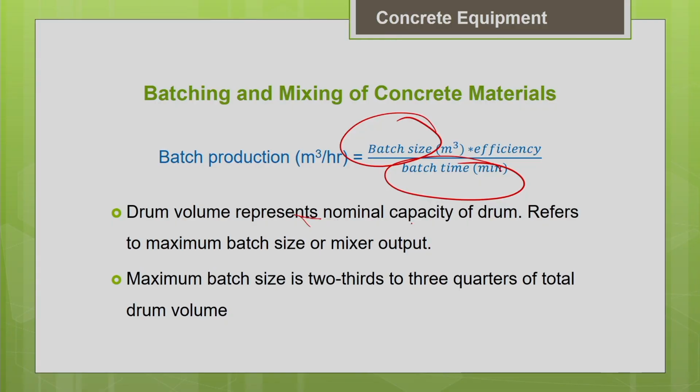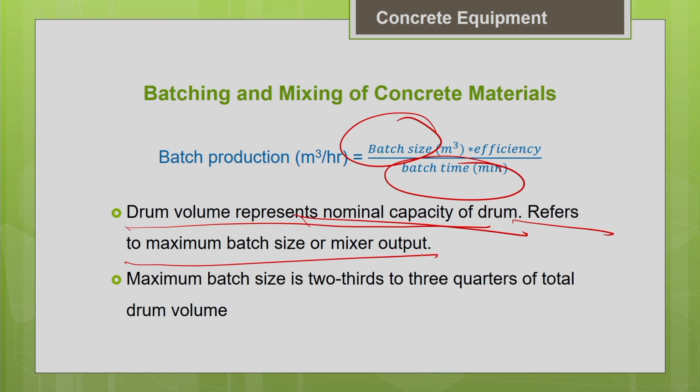That means, we generally load the drum only to its 2/3 or 3/4 of the capacity. There should be some space for mixing. So, we never load the drum to its fullest capacity. We are not interested in the total volume, we are interested only in the nominal capacity of the drum, that gives you your batch size. The drum volume means we normally represent the nominal capacity of the drum, which is different from the total volume of the drum. It refers to the maximum batch size of the mixer output. So, the maximum batch size is 2/3 to 3/4 of the total drum volume. You can take it as approximately 2/3 to 3/4 of the total drum volume.